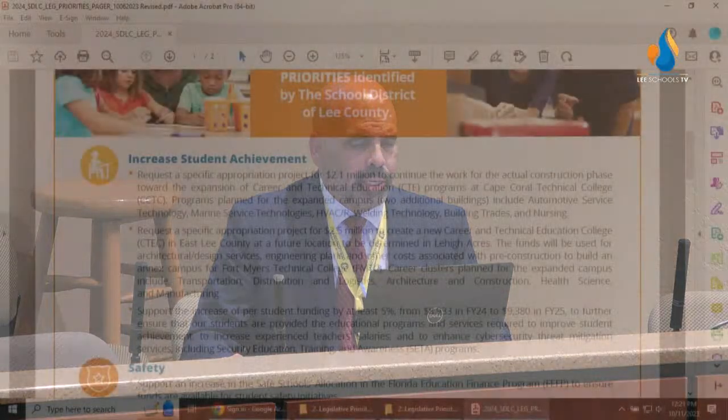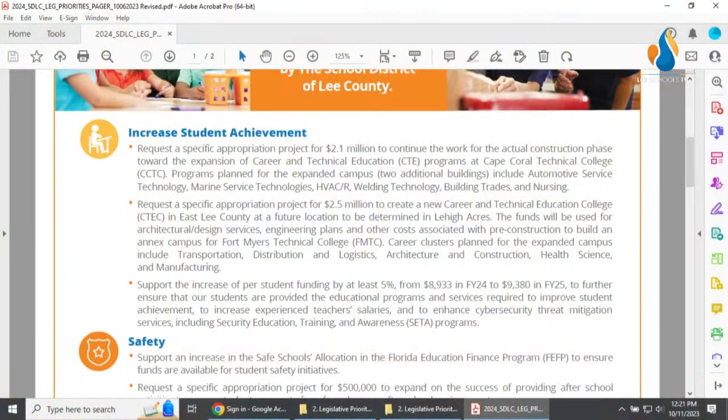And if you look in there, one of the first things that we come across is that under increased student achievement, we have a couple of CTE asks. These are a couple of appropriations. The first one is what I'm calling the second phase of last year's appropriation, where we received $2.5 million to do the whole pre-construction engineering and architectural design for the Cape Coral Technical College building, the expansion, right?